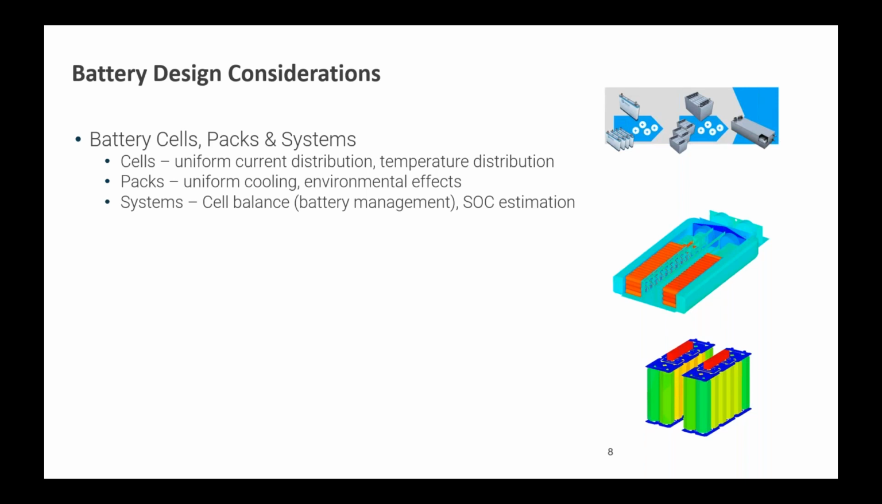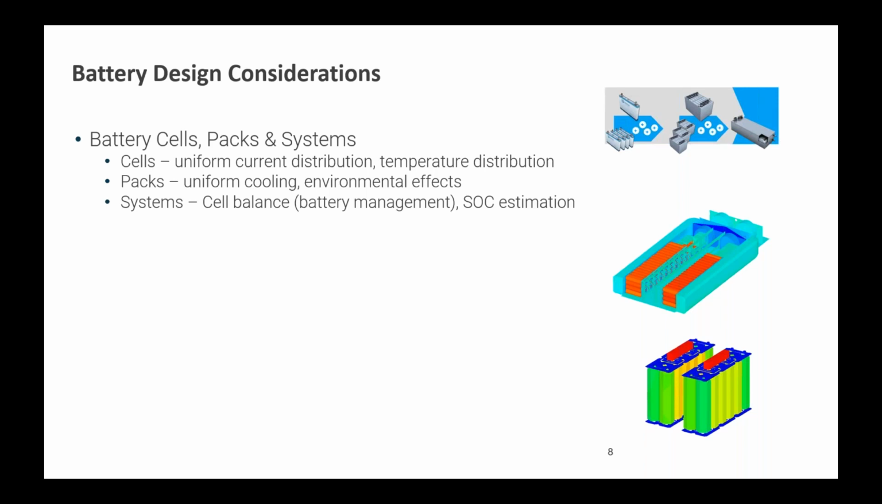And then at a pack level, you want to look at uniform cooling and make sure that the temperature is similar across the pack so that different cells aren't receiving different temperatures and so forth based on being upstream or downstream in your cooling system or being closer to an external environment or something like that.